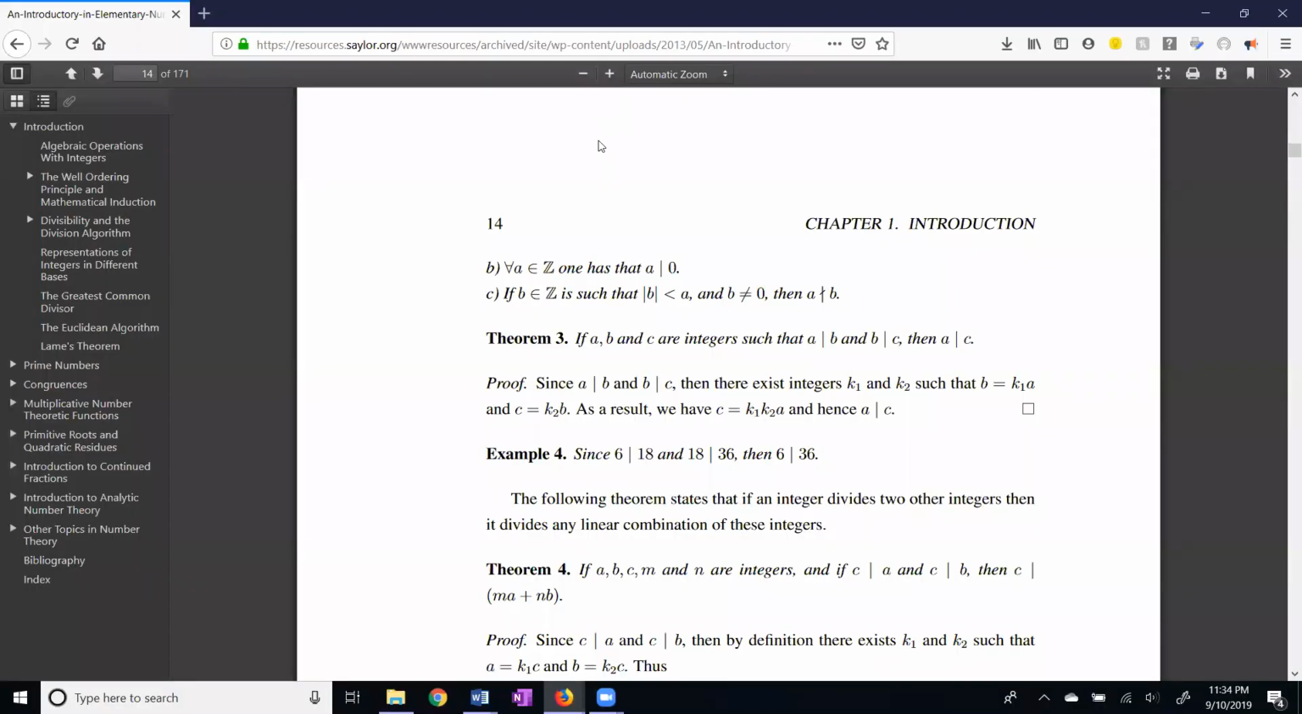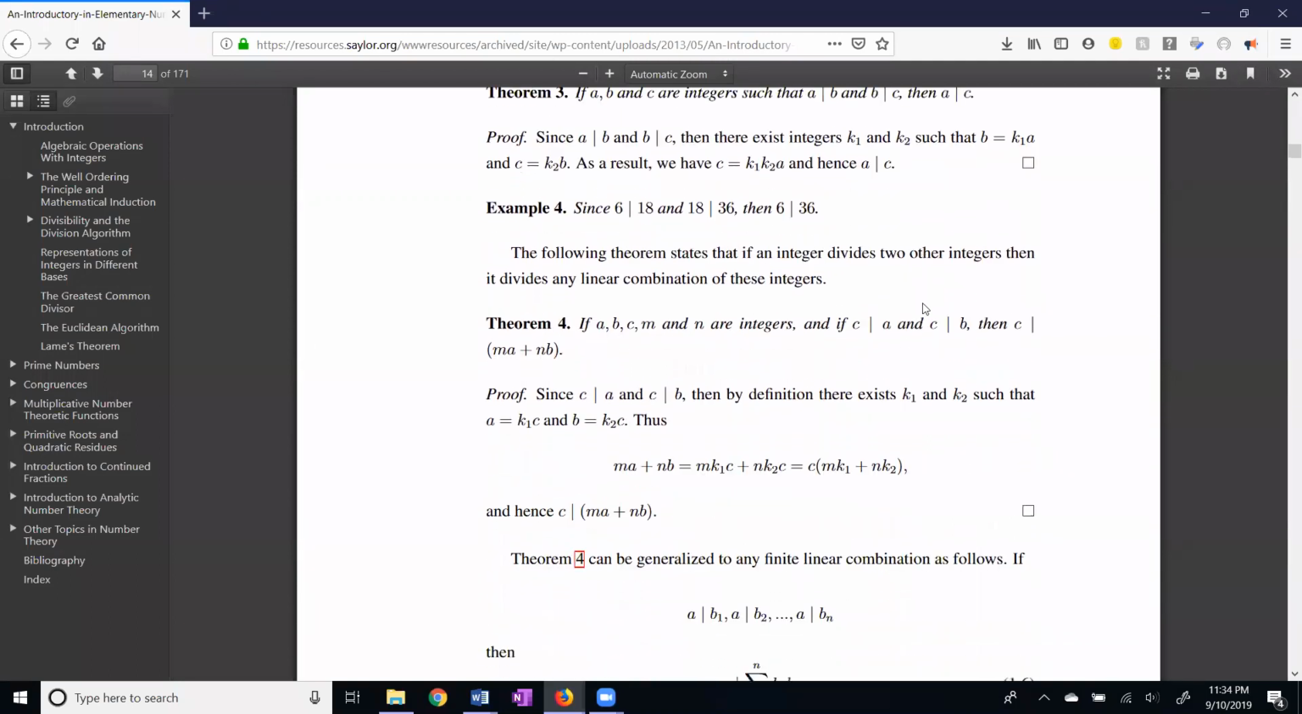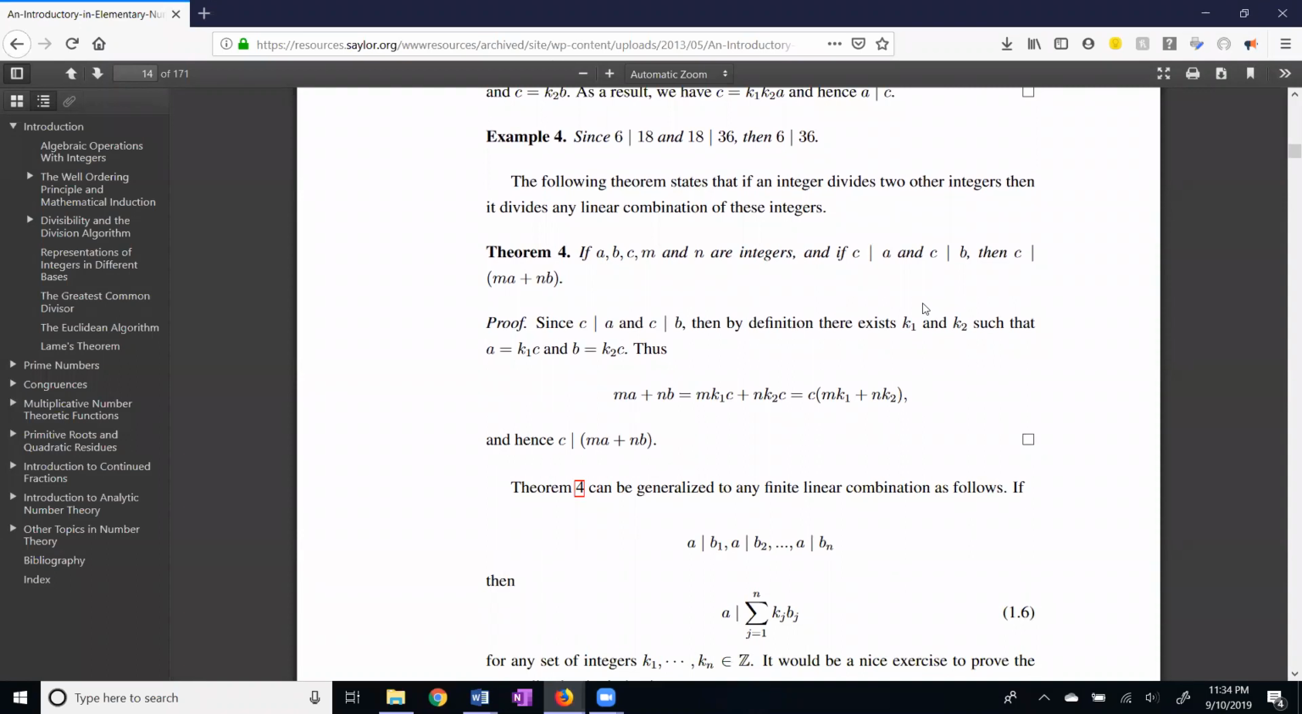Let's go back to page 14 of our book and look at Theorem 4. Theorem 4 is a 3-star theorem in our book. We have integers, of course. We work with integers 99% of the time in number theory. And we know that C divides A and C divides B. That is, C is a common divisor of A and B. Our conclusion is that C divides a linear combination of A and B. Very important theorem.